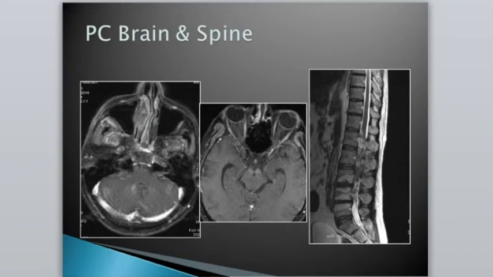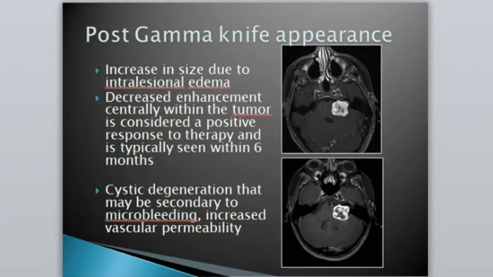Once we are talking about schwannomas, I thought I should include the post gamma knife appearance in schwannoma, whatever little experience I have had so far. This is the same lesion, and this is the post gamma knife appearance done 3 months after the treatment. So what do we see here?